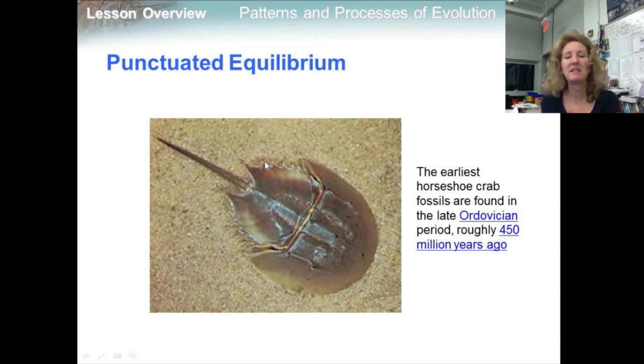This species is said to be in a state of equilibrium, which means that the crab structure has not changed much over a very long stretch of time. So this pattern of slow, steady change does not always hold true.